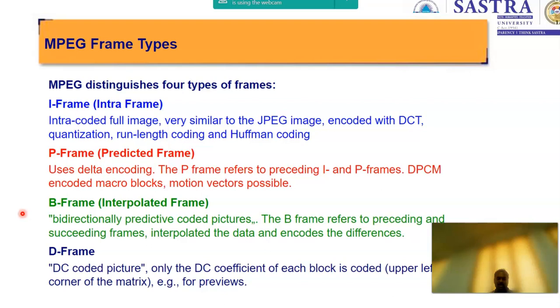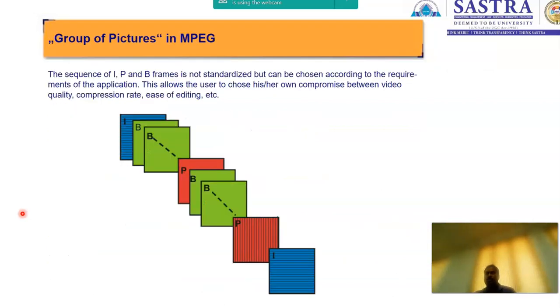So bidirectional predictive frames. In these bidirectional predictive coded pictures, the B frame refers to the preceding and succeeding frames, interpolates the data and encodes the differences. So what about the D frame? The D frame is DC coded pictures. Only the DC coefficient of each block is coded, on the upper left corner of the matrix. So that is what the D frame will do.